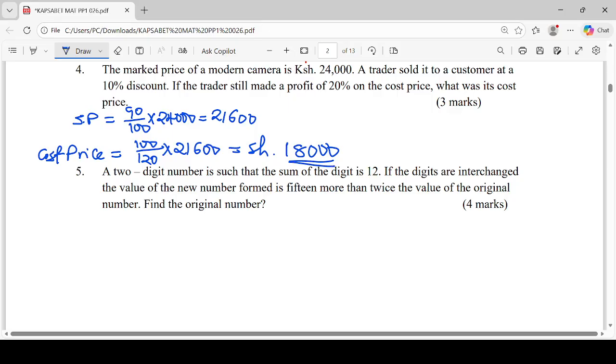That means that the cost price of that modern camera was 18,000 shillings. That's how you interpret it.